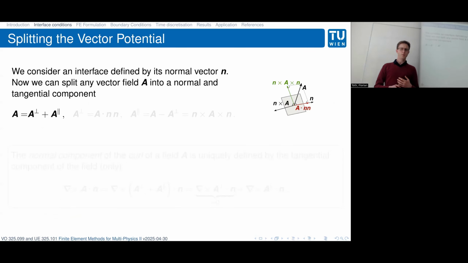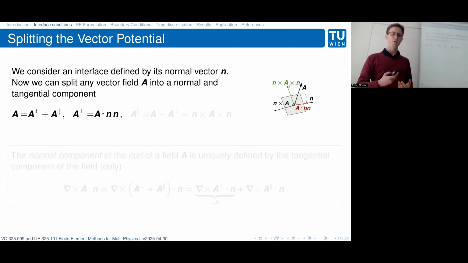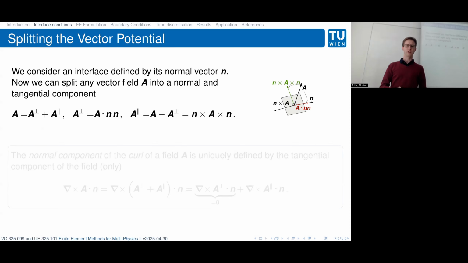As a first step, we'll be splitting the vector potential into its normal component with respect to a normal vector given, for example, at an interface. So we split it up in normal and tangential component. The normal component is defined with the help of the normal vector, and the tangential component is simply the complete A vector minus the normal component. That can also be written as N × A × N.